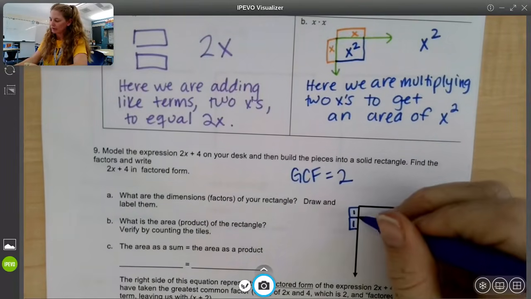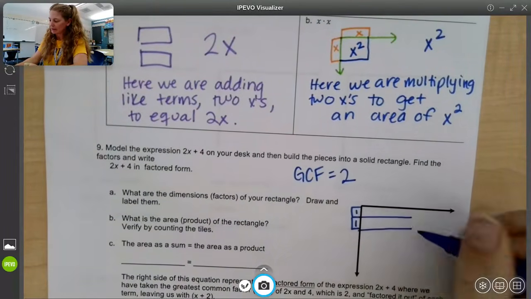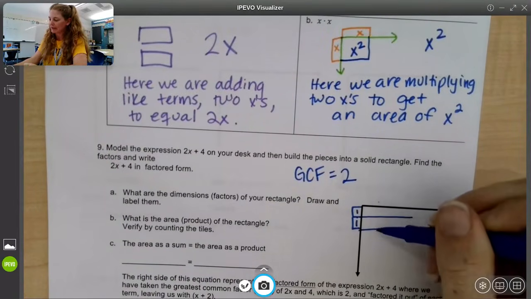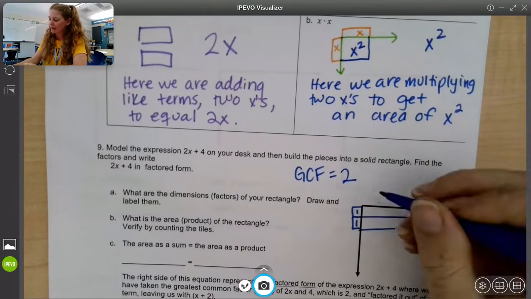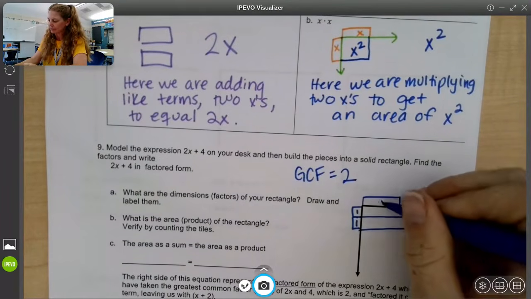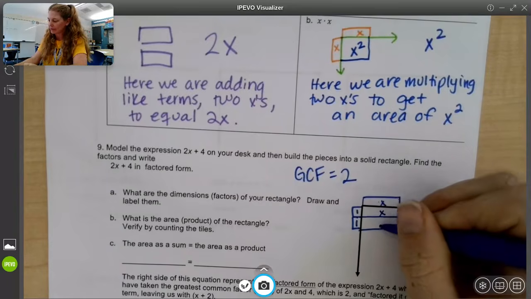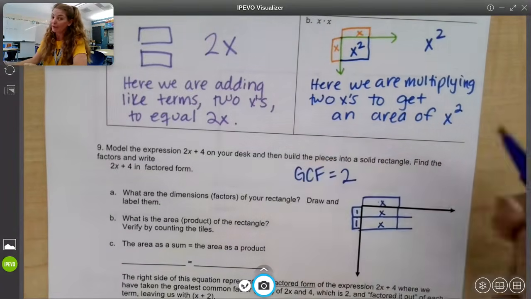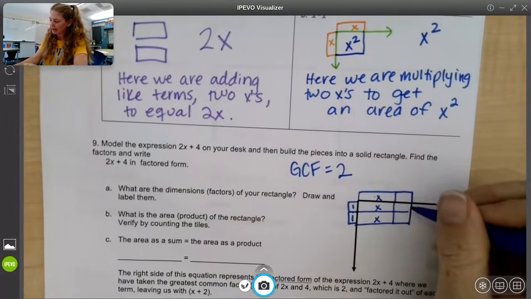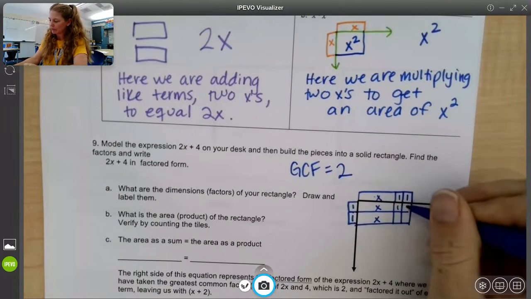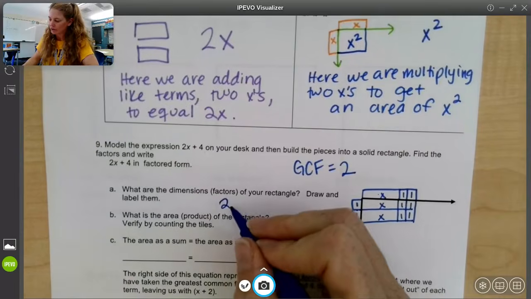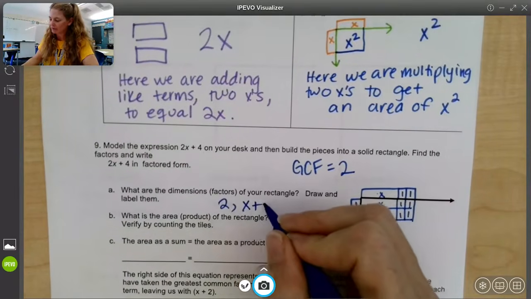And if we write this, it's going to be a rectangle. So 2 groups of what is going to get me 2 x's? That's right, 2 groups of x is going to get me 2 x's on the inside. 2 groups of what is going to get me 4 on the inside? That's right, 2 groups of 2. So the dimensions or factors of our rectangle are 2 and x plus 2.